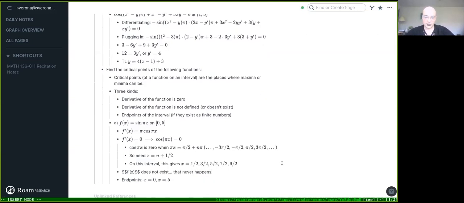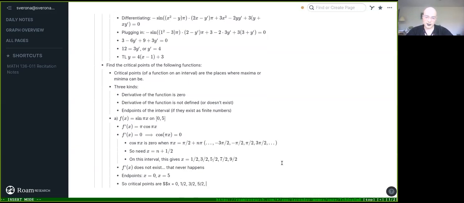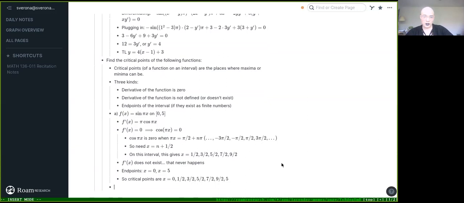Oh, that's a little tricky to look at. All right, so critical points. If I was being really thorough, I might plug these into the function. But I'll just say x is 0, 1/2, 3/2, 5/2, 7/2, 9/2, and 5. Whew, okay. I think how many more do I have? I have 4 more, and then some other stuff.